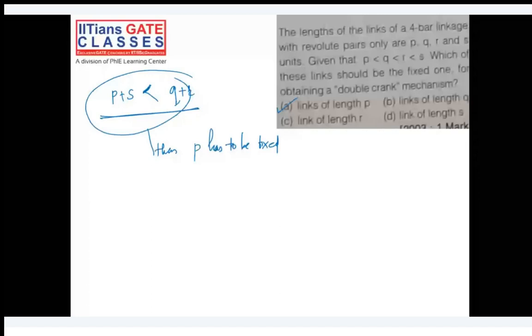But regarding the double crank mechanism, there is no need to explain because we are talking about the shortest link. So we can just say that if we fix the shortest link, we'll get a double crank mechanism. If you want a crank rocker mechanism or double rocker, we have to look into the arrangement, how the shortest link is kept, which link is opposite to the shortest link, which link is adjacent to the shortest link. That is clear only after looking into the mechanism.